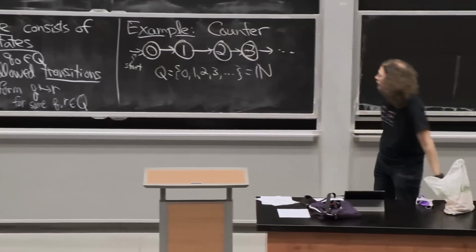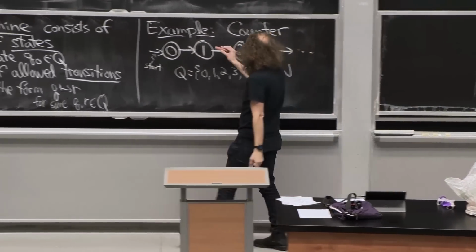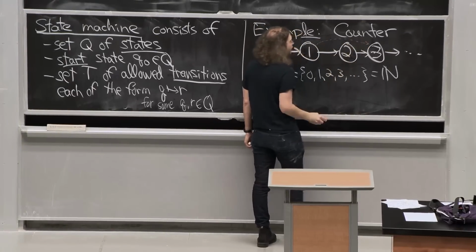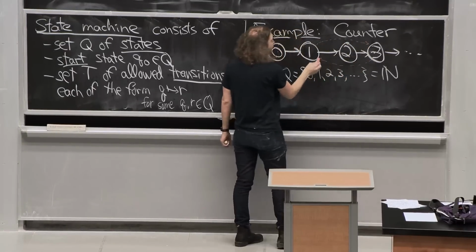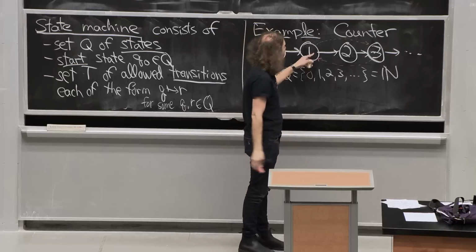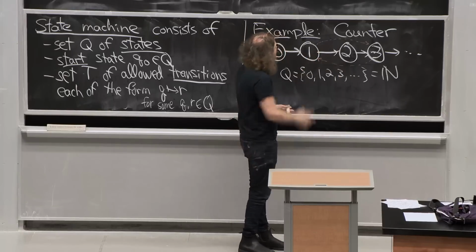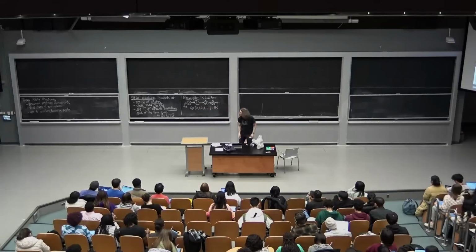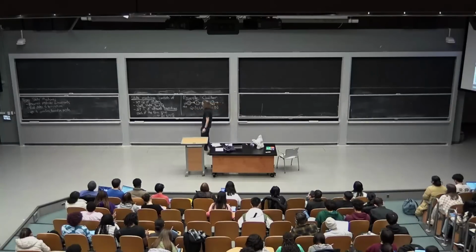But in general, you could imagine having all sorts of arrows. Maybe 1 has a transition to 3, for example. Or maybe 3 has a transition to 1. All of these are possible. You can have one state that has many transitions out of it. You can go in loops. You can do all sorts of crazy things. But let me finish precisely specifying the counter.